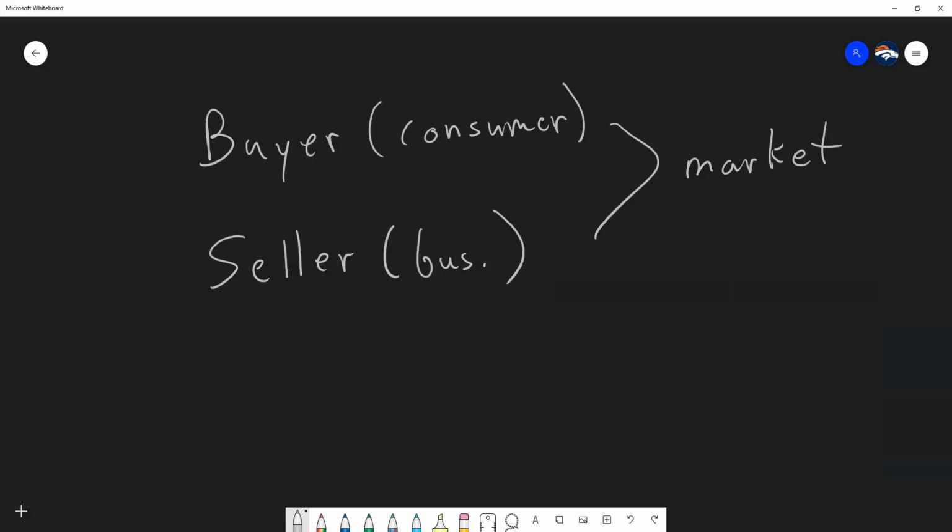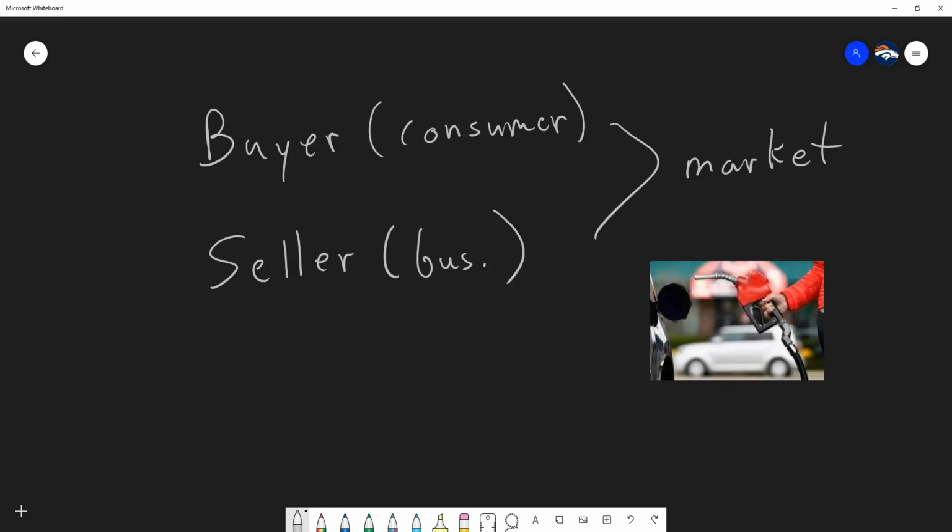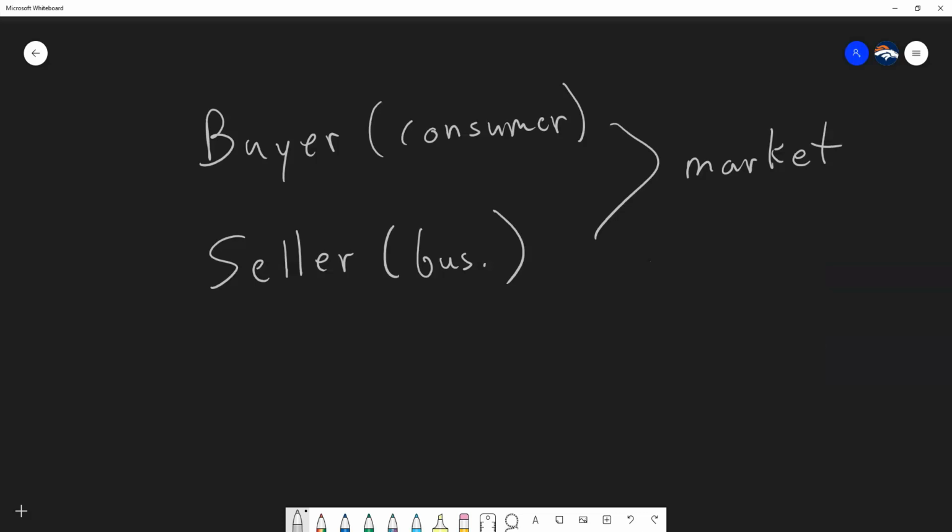We can also define it very broadly. Instead of narrowly defined, we can have many, many buyers and many, many sellers. For example, we could be talking about the gasoline purchased in the United States every day. That would be all consumers buying gas at a gas station, and all the gas stations that exist selling gasoline to consumers. Either way, you still have those two sides. It's very important to understand those two sides when we start off, because that will help you understand which side gets affected, the consumer or the business, essentially.